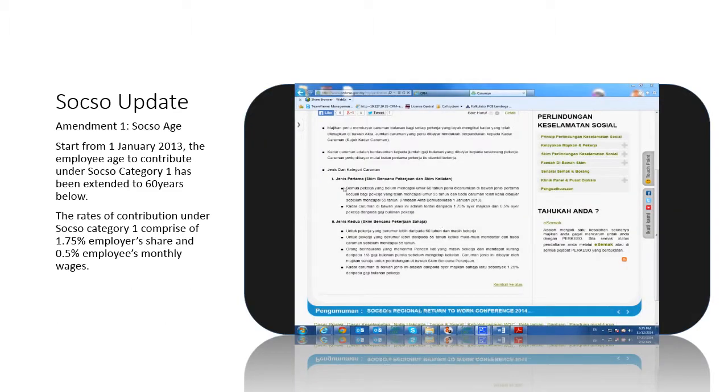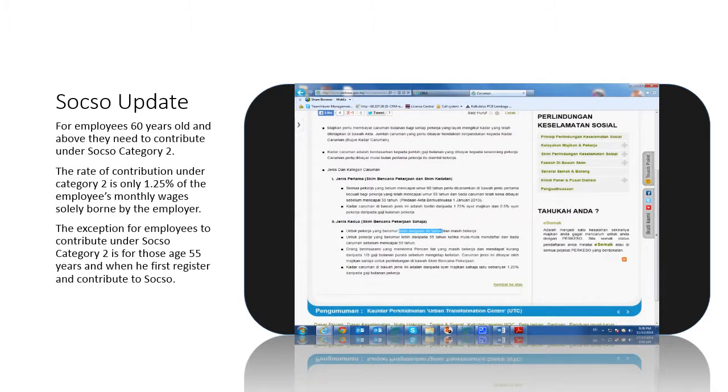Starting from January 1, 2013, the employee age to contribute under SOCSO Category 1 has been extended to 60 years and below. The rates of contribution under SOCSO Category 1 comprise 1.75% employer's share and 0.5% of the employee's monthly wages.